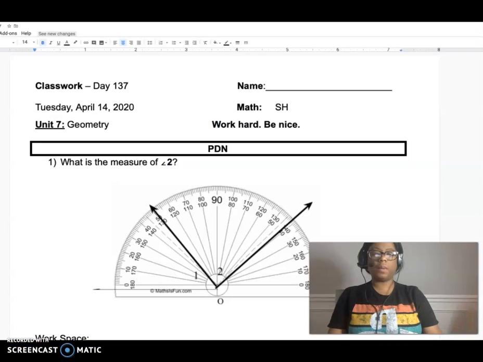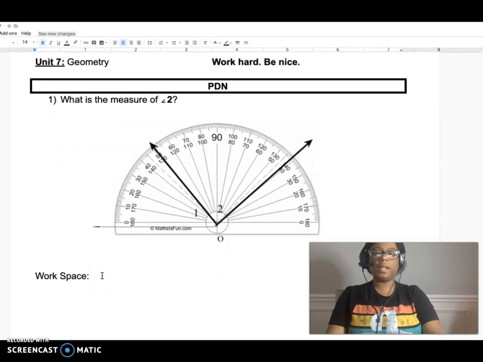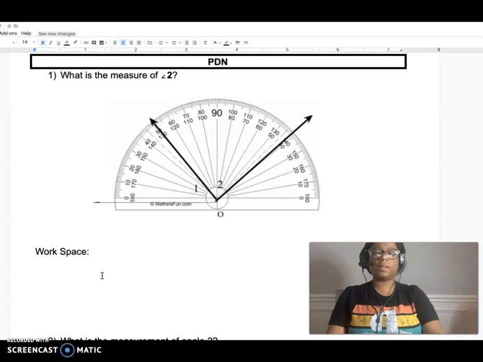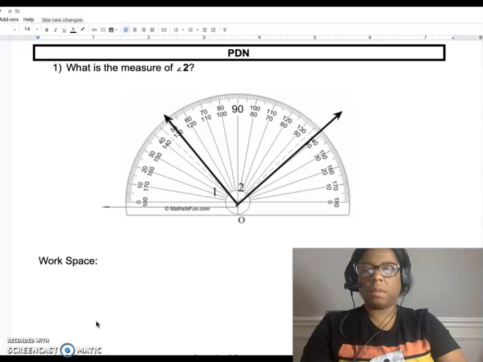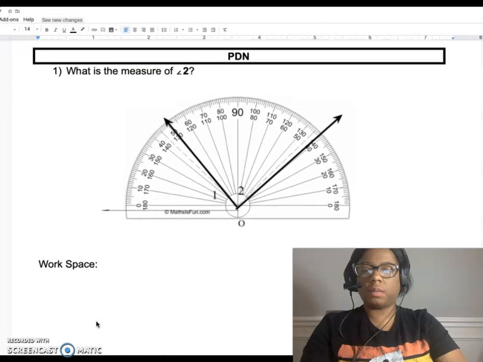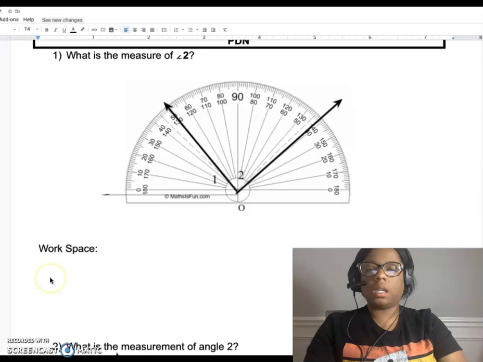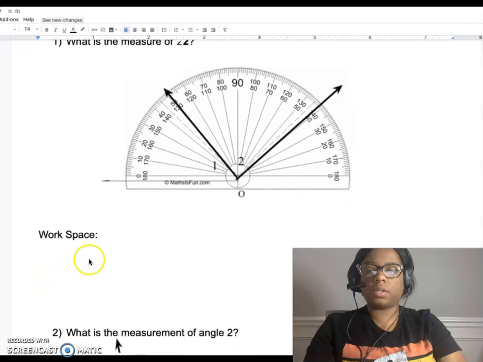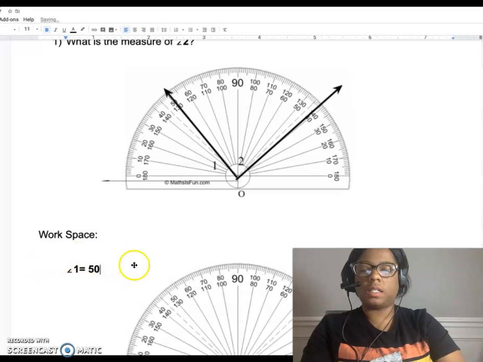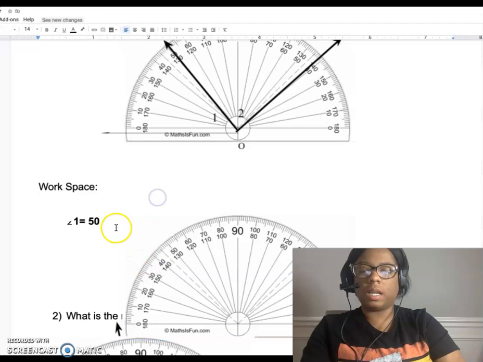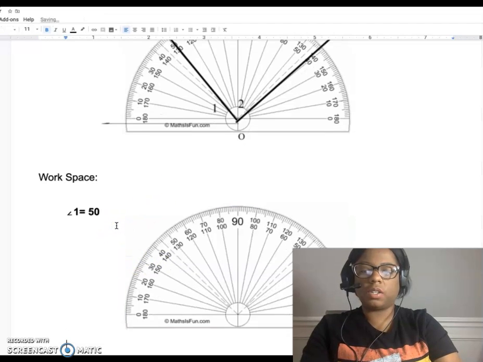For math today, we are working on Unit 7, which is geometry. I would like for you guys to get started on your PDN. Number 1, it says, what is the measure of angle number 2? So just like any other math problem, we're going to start with what we already know. The information that is known above states that angle number 1 is 50 degrees.